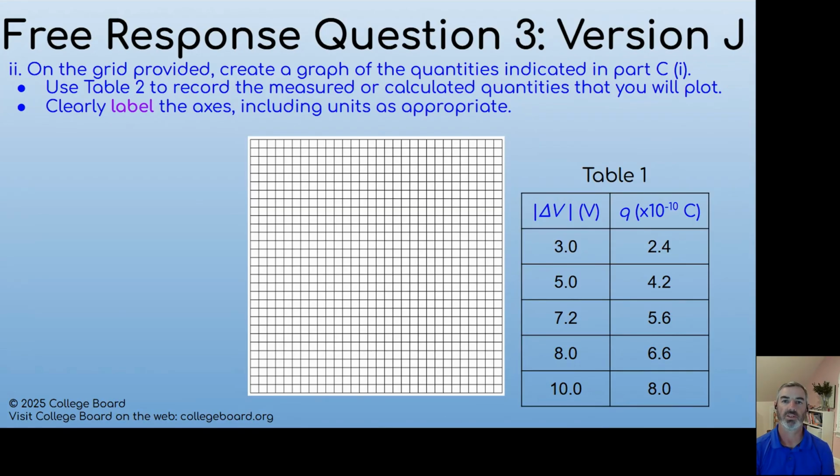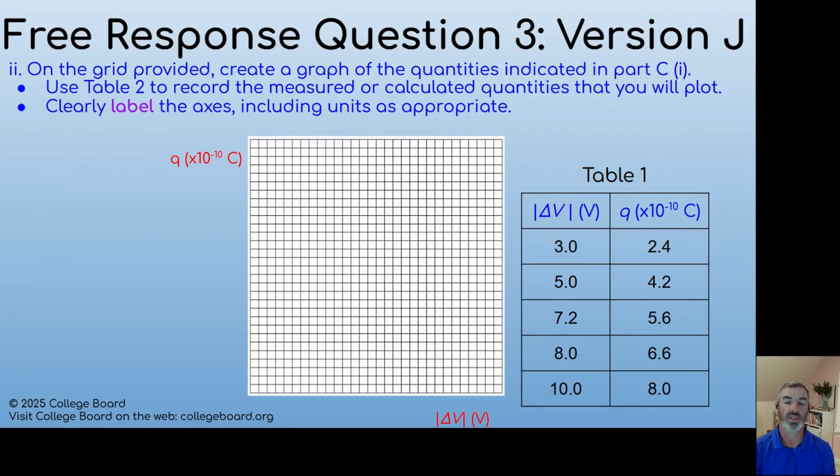So we want to scale this accordingly and make breaks if we need to, from 0 to whatever value. In this case, it's spread out enough that we don't have to make a break in the graph, so we can start from 0, 0. But first, we're going to label our axes. On the vertical axis, we're going to graph charge times 10 to the negative 10 coulombs. On the horizontal axis is the absolute value of the potential measured across the capacitor.